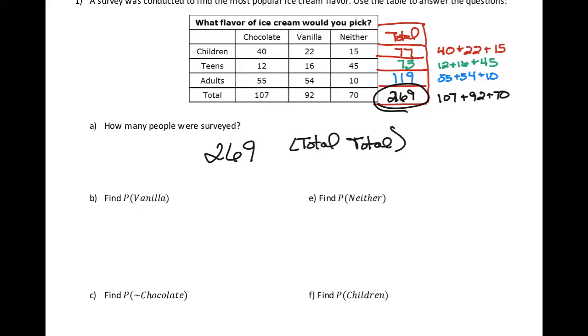Actually, time-wise, I probably should keep going. So we look at all vanilla, which is 92. That's my numerator. And what's that going to go over, class? 269. Yes, this is the active participation. If you are actively participating, you're going to learn a whole lot more.